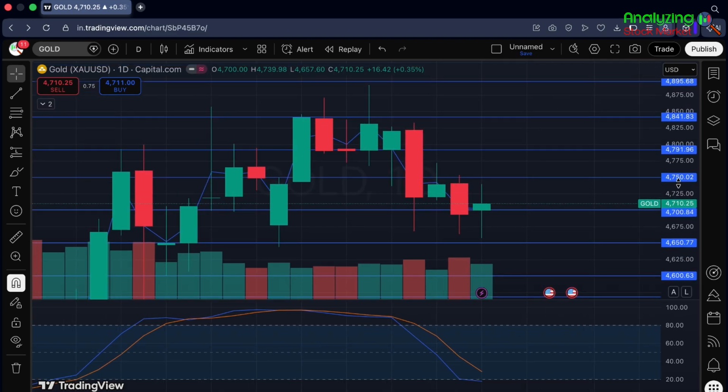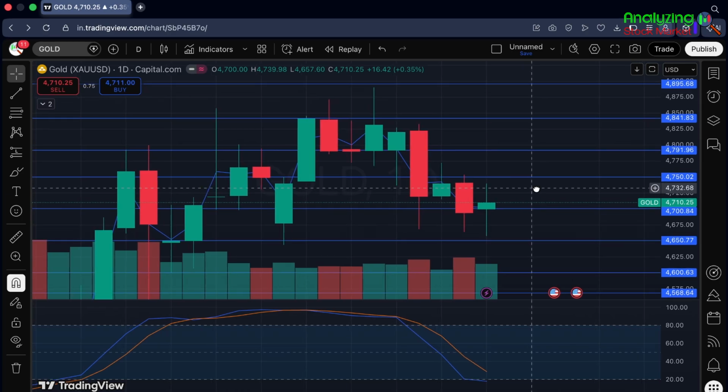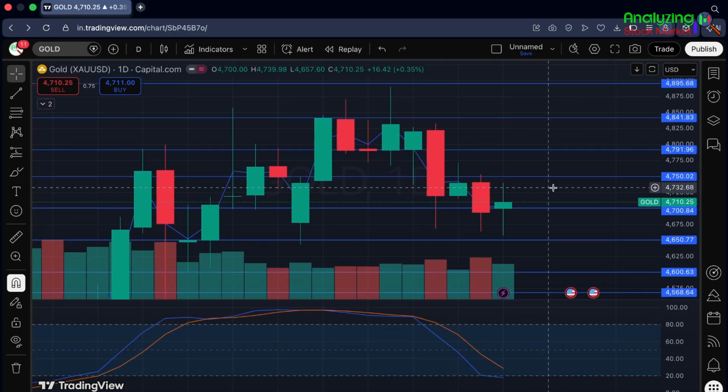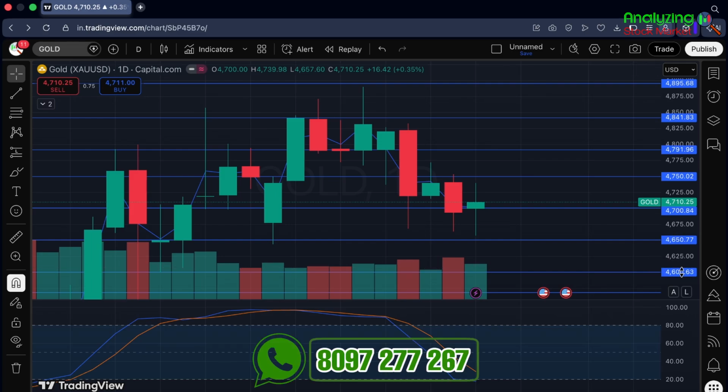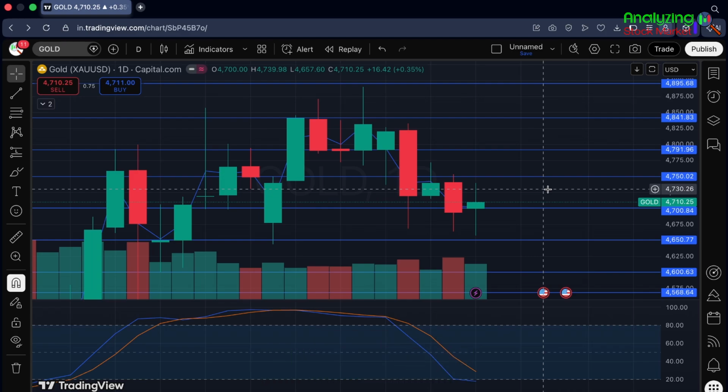Here you can see some important support zones and resistance zones are already marked. We don't need to mark any new levels because these important levels were already marked during the previous week's analysis. So let's talk about the closing first. Here 4710 is the closing. The direct support is 4700 and the direct resistance is 4750. After the direct support there is support at 4650 and then 4600. After the direct resistance there is resistance at 4791 and then 4841. These are the important support and resistance zones for this week, which will help you take better stop loss and target levels according to your bias.